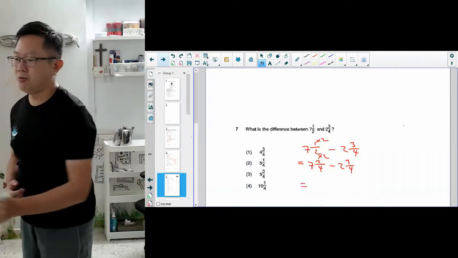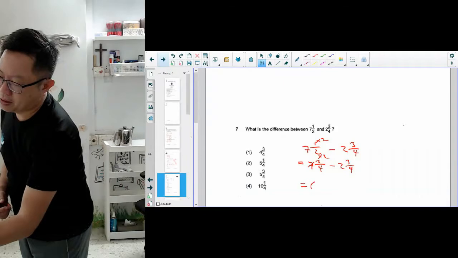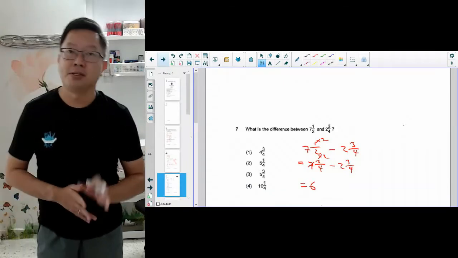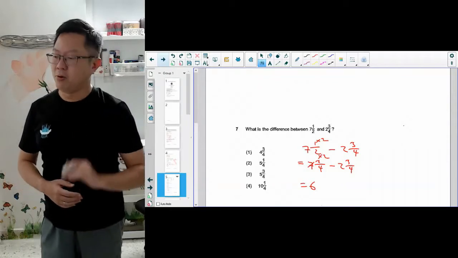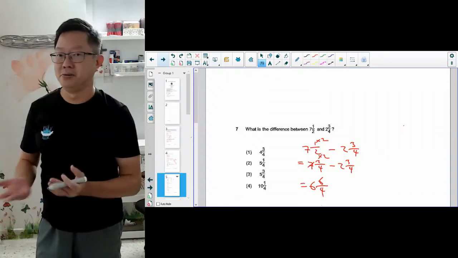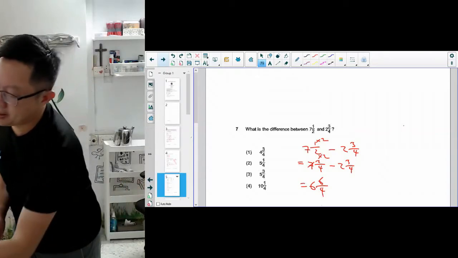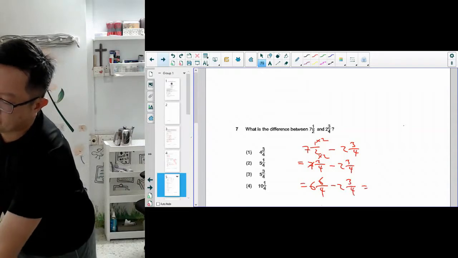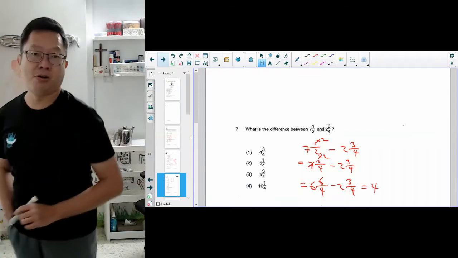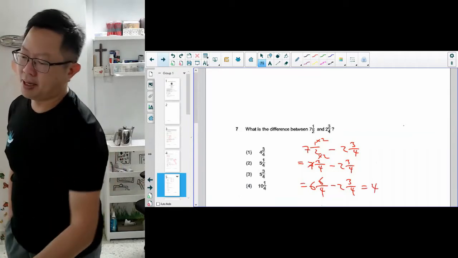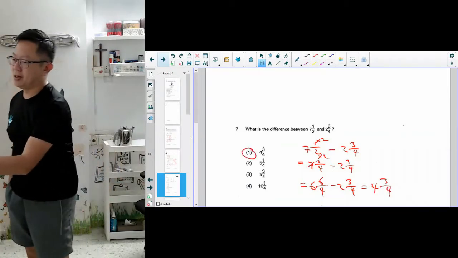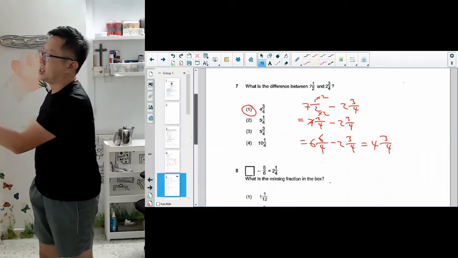Okay, borrow 1 whole from 7. And when you borrow 1 whole, you have 6 wholes left. And the 1 whole that you borrowed become 4/4. So 4/4 is your 1 whole. So 4/4 plus 2/4, you will get 6/4. So that's how you borrow. And then you minus 2 3/4. So how to minus? You minus the whole numbers. 6 minus 2, that gives you 4 wholes. And then 6/4 minus 3/4, you will get 3/4. So the difference is 4 3/4. Answer number 1.